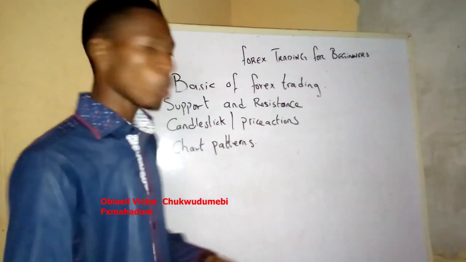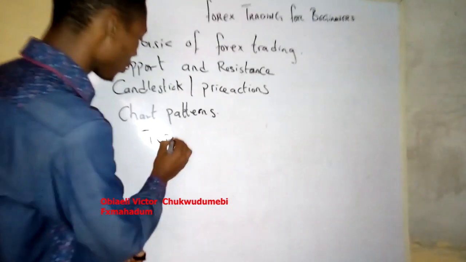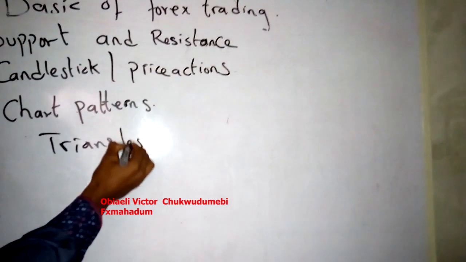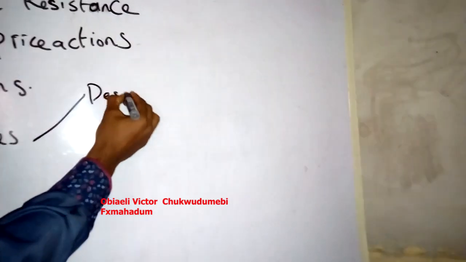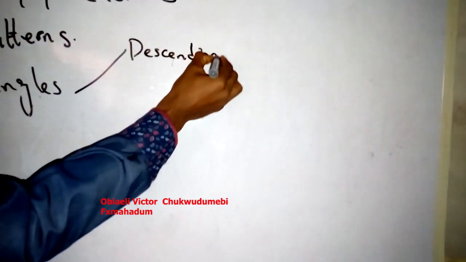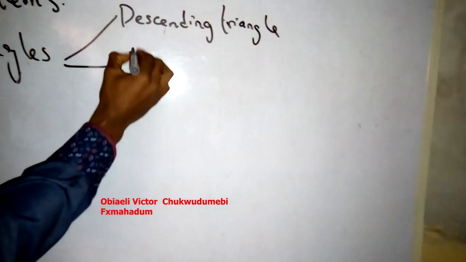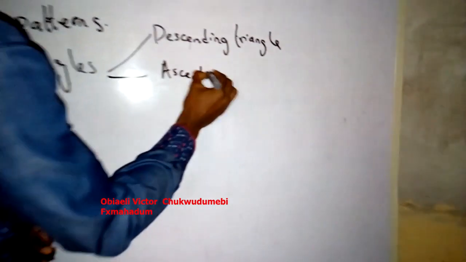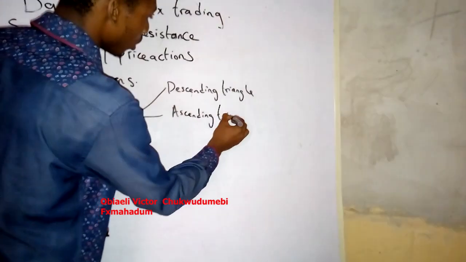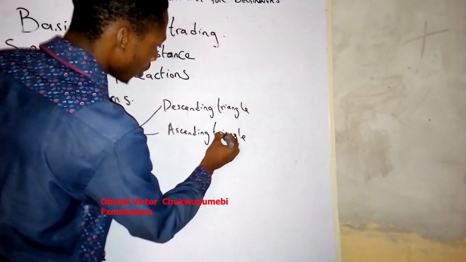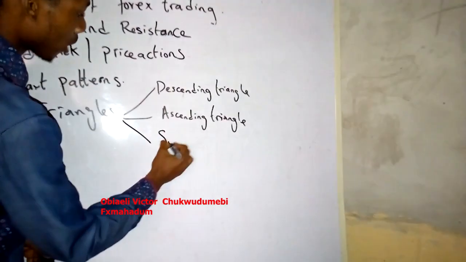Now the chart patterns, like we all know, we have the triangles. And the triangles, we have the descending triangle, the ascending triangle, and the symmetrical triangle.